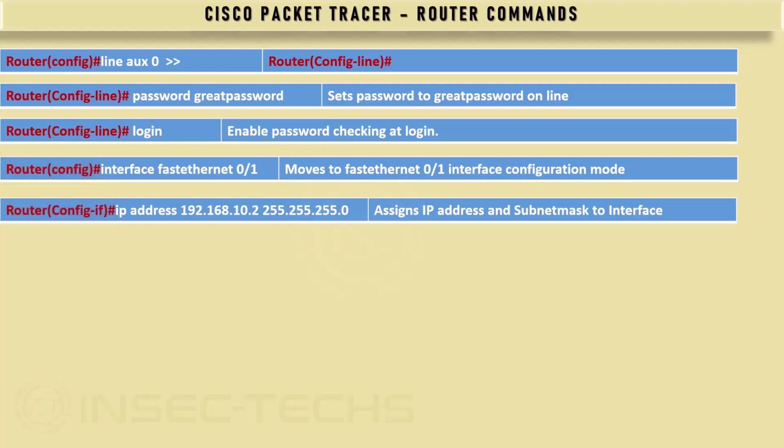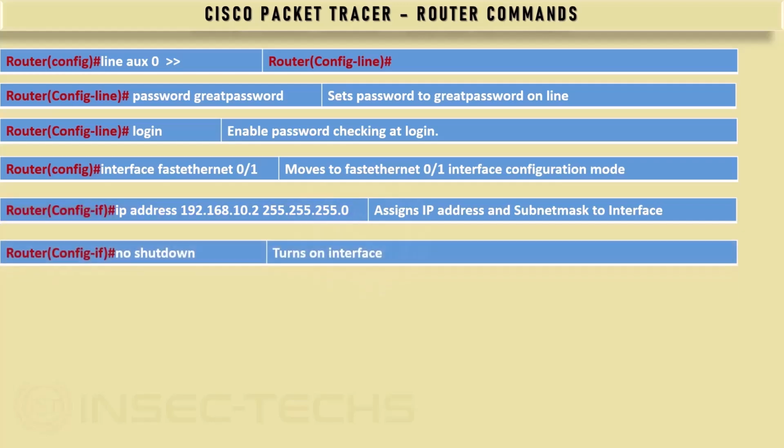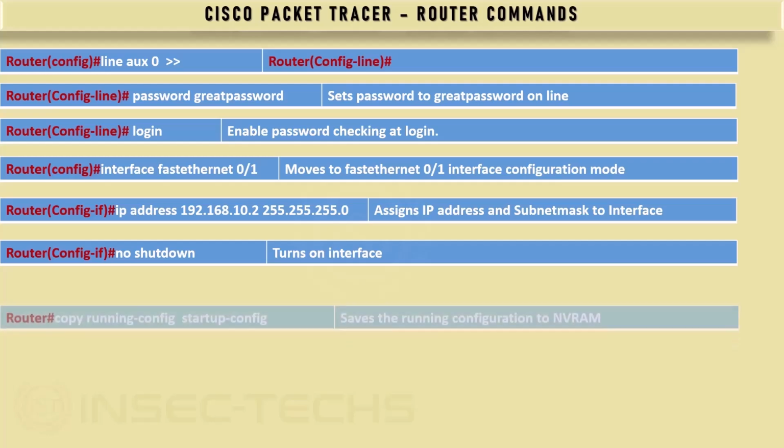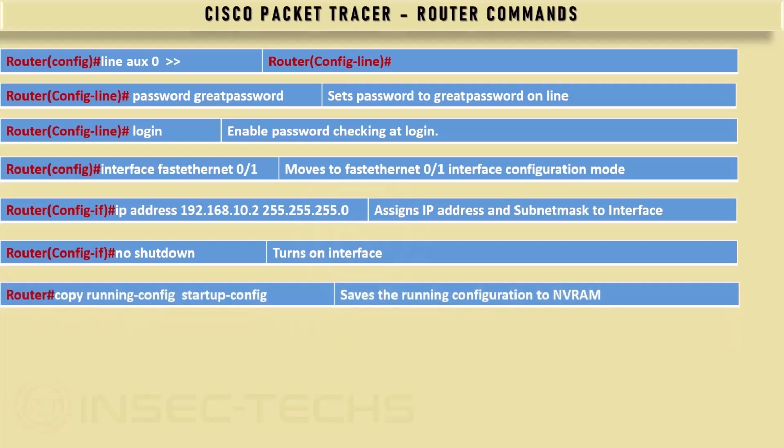And once you are in interface configuration mode, you can assign IP addresses to that interface. As an example, you are seeing over here IP address 192.168.10.2, and you must also specify the subnet mask for that interface. Once you have assigned the IP address, you have to issue the command no shutdown. Shutdown means close, no shutdown means turn on the interface. And once you are in privilege mode, you have to save the work you have done by issuing the command copy running-config startup-config. This saves the running configuration to the NVRAM.